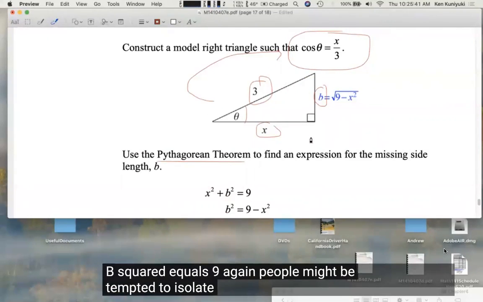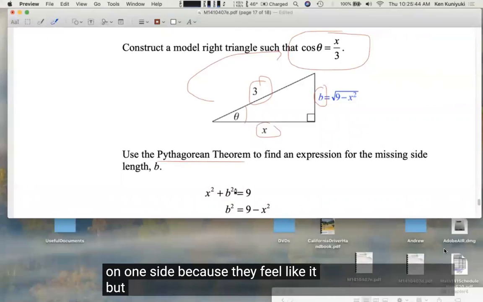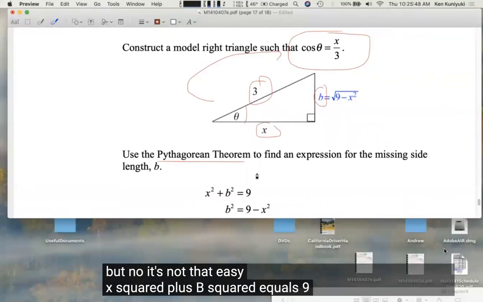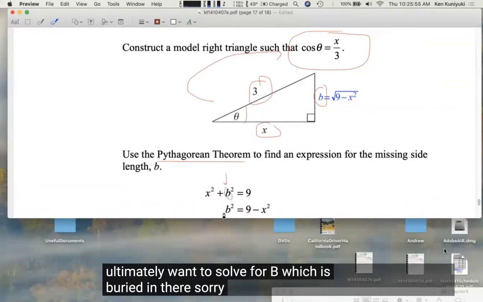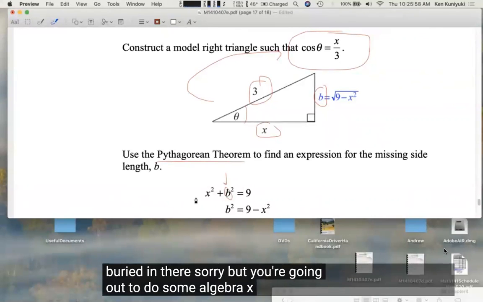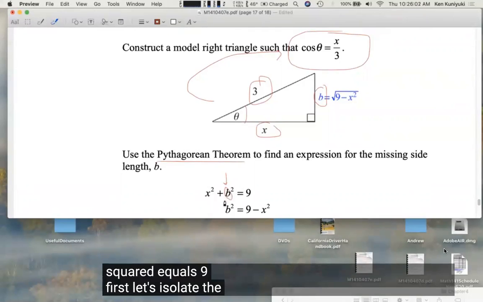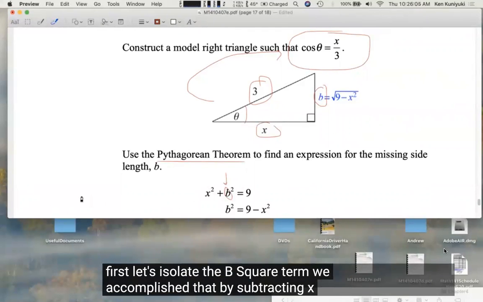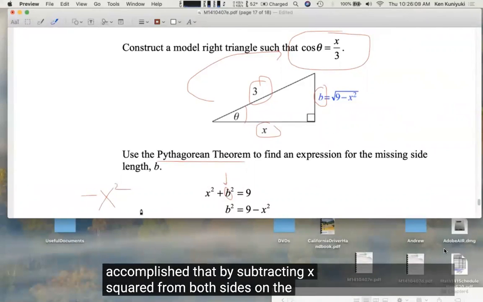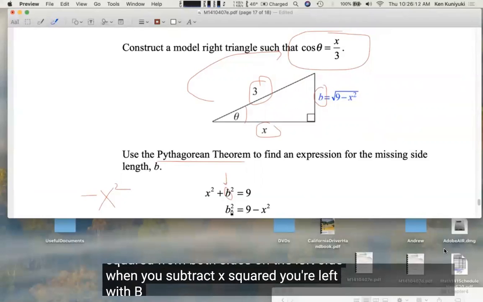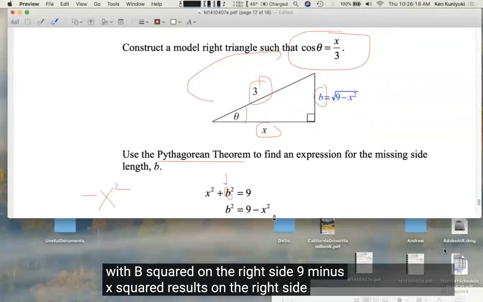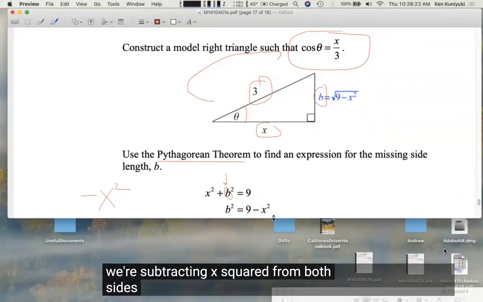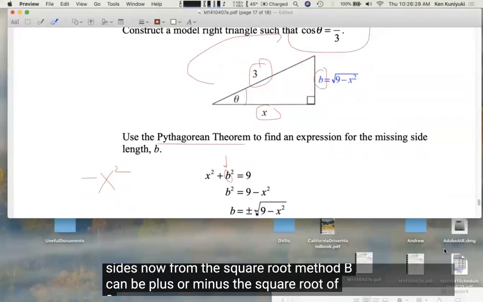Again, people might be tempted to isolate x squared or b squared on one side because they feel like it, but no, it's not that easy. X squared plus b squared equals 9. And we ultimately want to solve for b, which is buried in there. Sorry, but you're going to have to do some algebra. First, let's isolate the b squared term. We accomplish that by subtracting x squared from both sides. On the left side, when you subtract x squared, you're left with b squared. On the right side, 9 minus x squared results. Now from the square root method, b can be plus or minus the square root of 9 minus x squared.